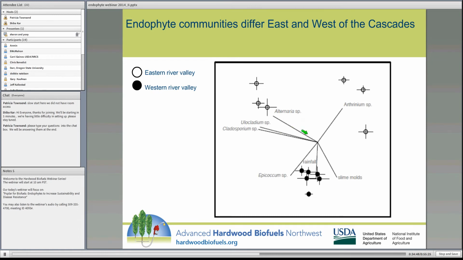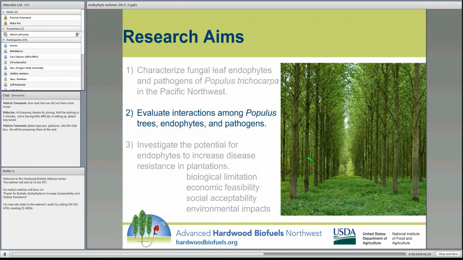And these lines here are vector analyses that show the different species in those communities that seem to be driving the communities apart. In addition to endophyte species differing east and west of the Cascades and creating these community differences, we also have environmental gradients that are important for structuring differences in endophyte communities. Specifically, rainfall is highly significant in terms of driving these community differences. So given that we see different endophytes in different places, the next question becomes whether we actually see different types of interactions between endophytes and pathogens in those different places.